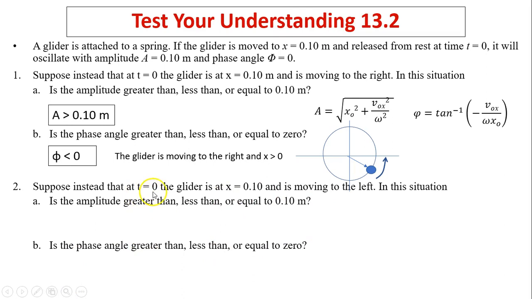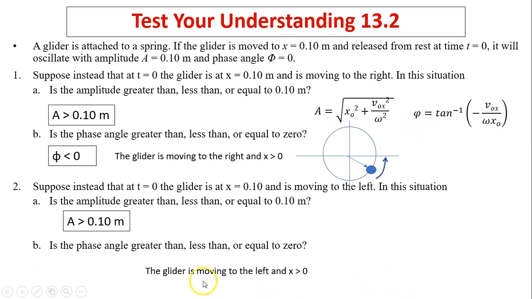Suppose instead at t equals 0, the glider is at x equals 0.1 and is moving to the left. In this case, is the amplitude greater than, less than, or equal to 0.1? It's still greater because v naught x squared is still bigger than 0. So A is bigger than 0.1. Is the phase angle greater than, less than, or equal to 0? Let's see. v naught x is negative, so this value would become positive. So phi has to be greater than 0.